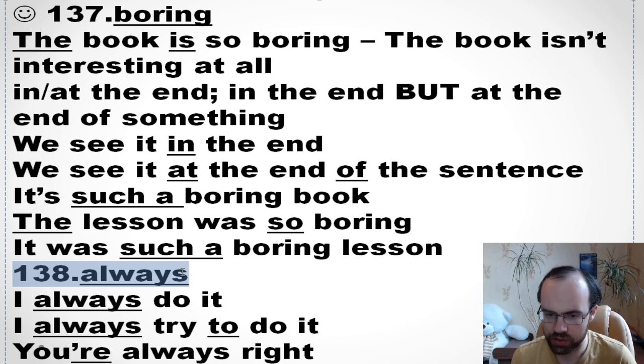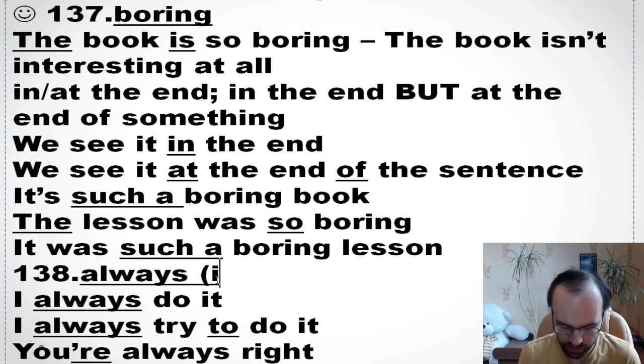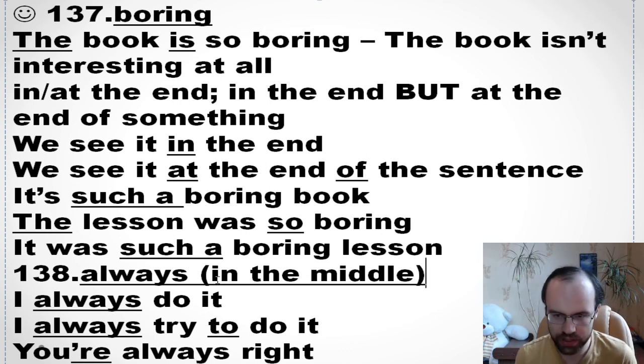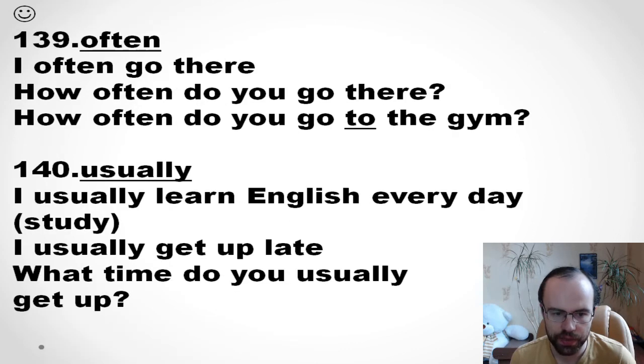I always do it. I always try to do it. You are always right. So we put always in the middle of the sentence. We put always in the middle of the sentence. Good. Often. I often go there.